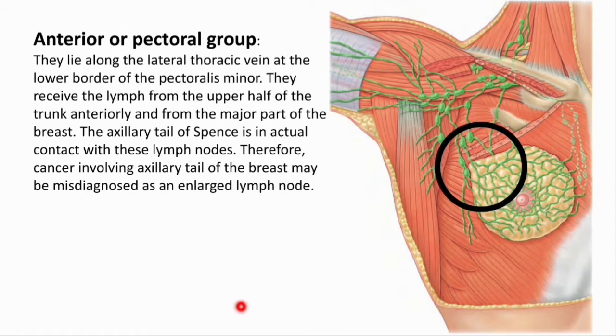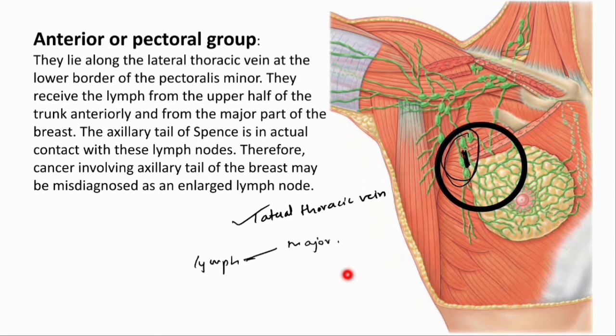So let's discuss each group individually. Anterior group or pectoral group. This lies along the lower border of pectoralis minor. Here you can see the lower border of pectoralis minor. These are the anterior or pectoral group, and they lie in close relationship with the lateral thoracic vein, and receive lymphatics from the major part of the breast and from the anterior upper half of the trunk.